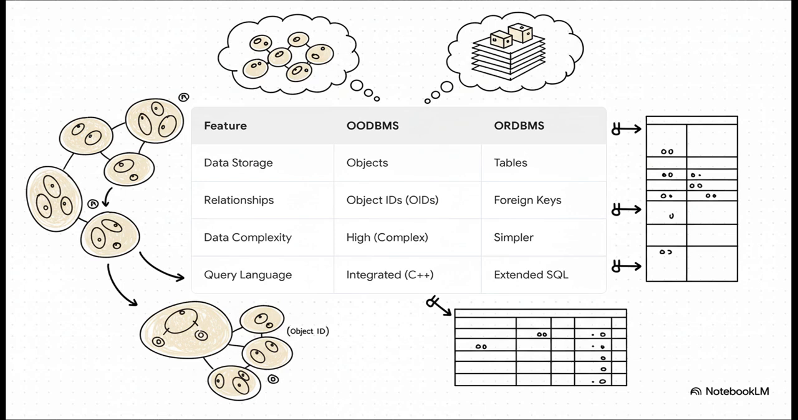So to put this all into perspective, where does an ODBMS fit in the grand scheme of things? This table really clarifies the difference between what we've been talking about and its close cousin, the Object Relational Database, or ORDBMS. And the biggest difference is right there in that first row. A true ODBMS stores data as objects, from the ground up. An ORDBMS is more of a hybrid. It's a traditional table-based database with some object features bolted on.